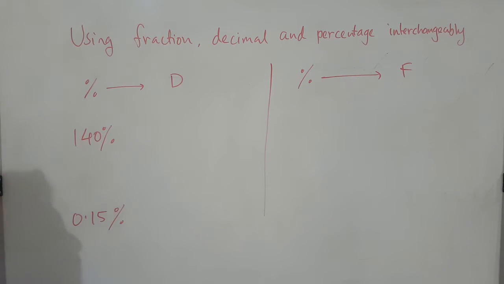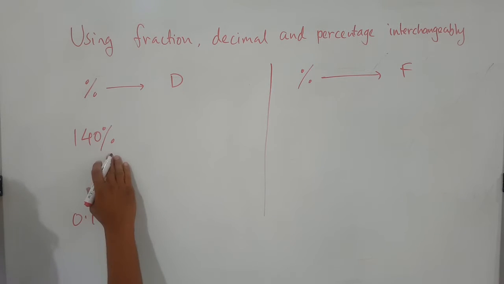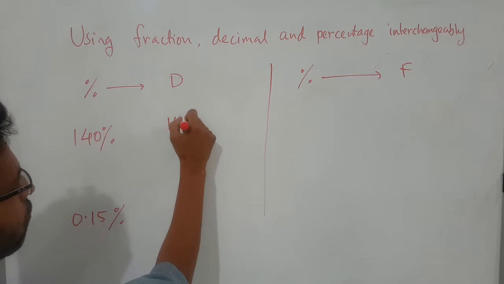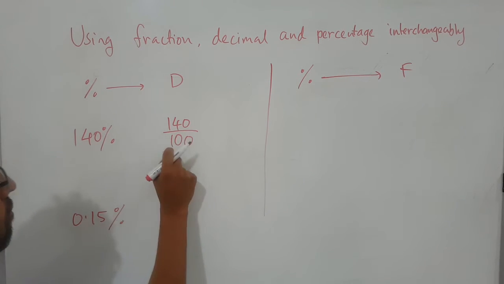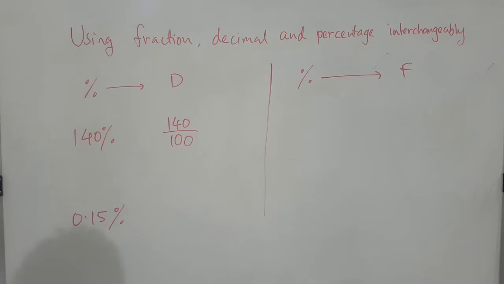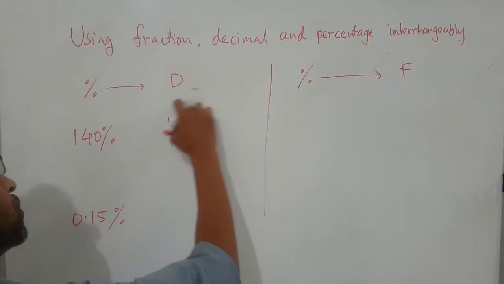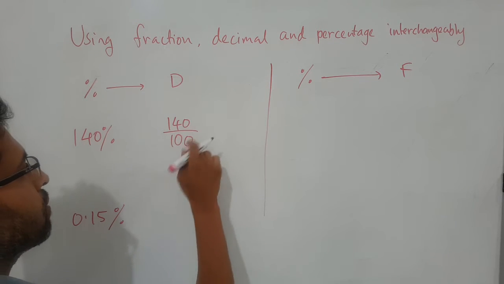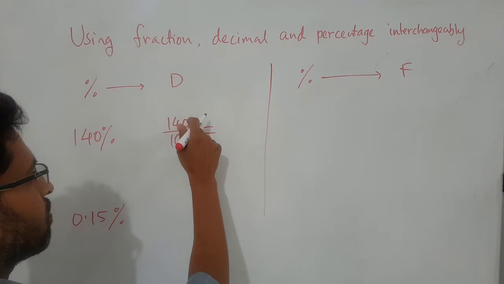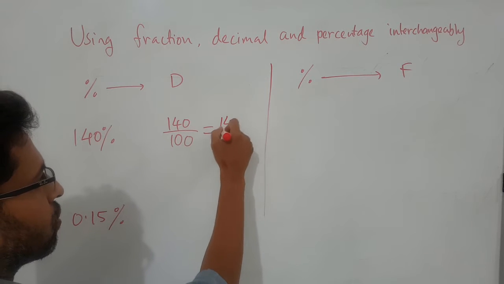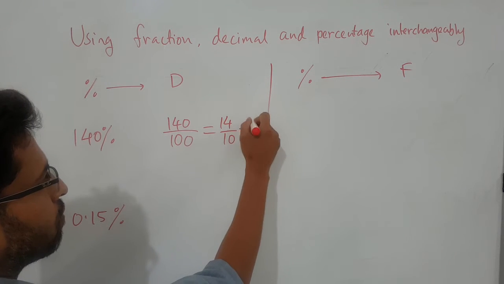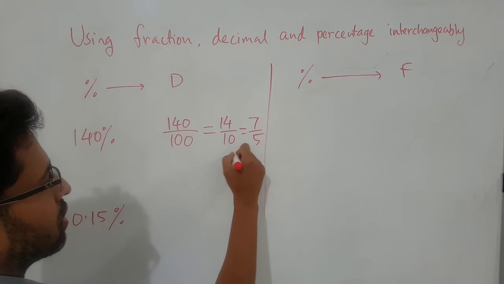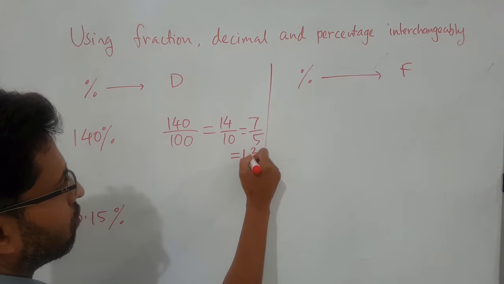So 140% is basically, we know, 140 out of 100. If you just write 140 out of 100, you can see this is the fractional form. So it's pretty easy. What you have to do now is simplify it. You can easily divide by 10, making it 14 over 10. If you divide by 2, it's 7 over 5, right?